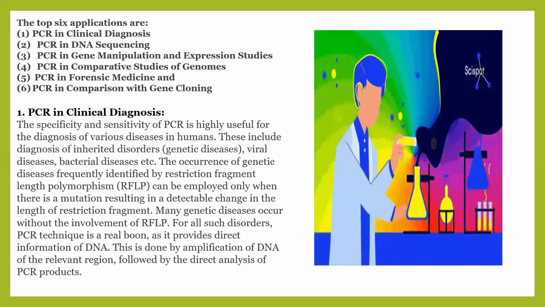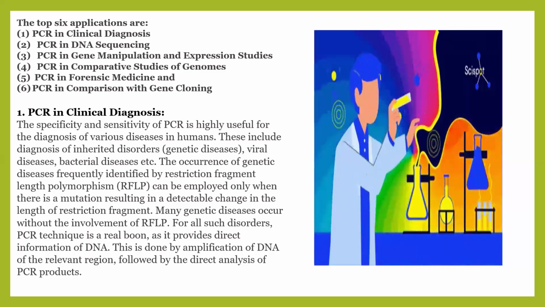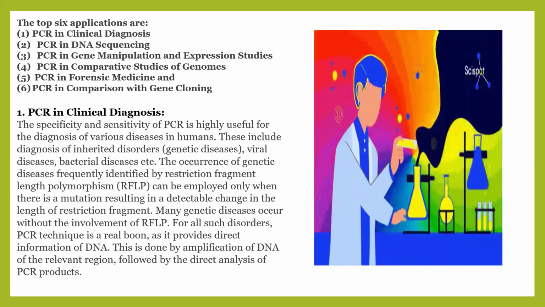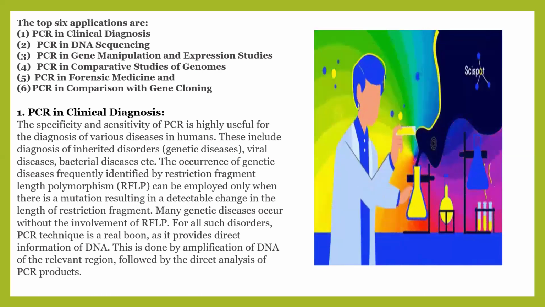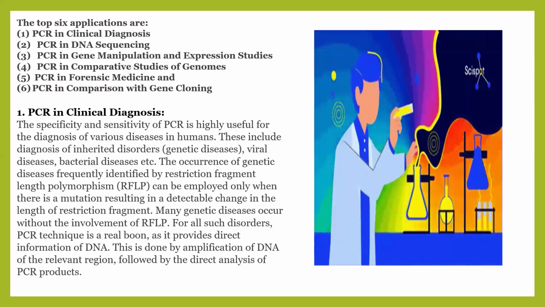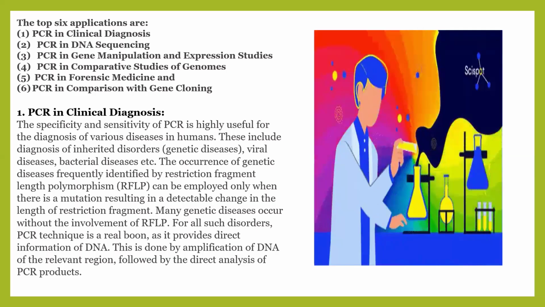Many genetic disorders occur with the involvement of restriction fragment length polymorphism. For all such disorders, the PCR technique is a real boon, as it provides direct information of DNA. With the help of this, we are getting the direct information of the DNA, and this is done by amplification of DNA. What is the purpose of doing the PCR? We are doing the amplification of DNA.